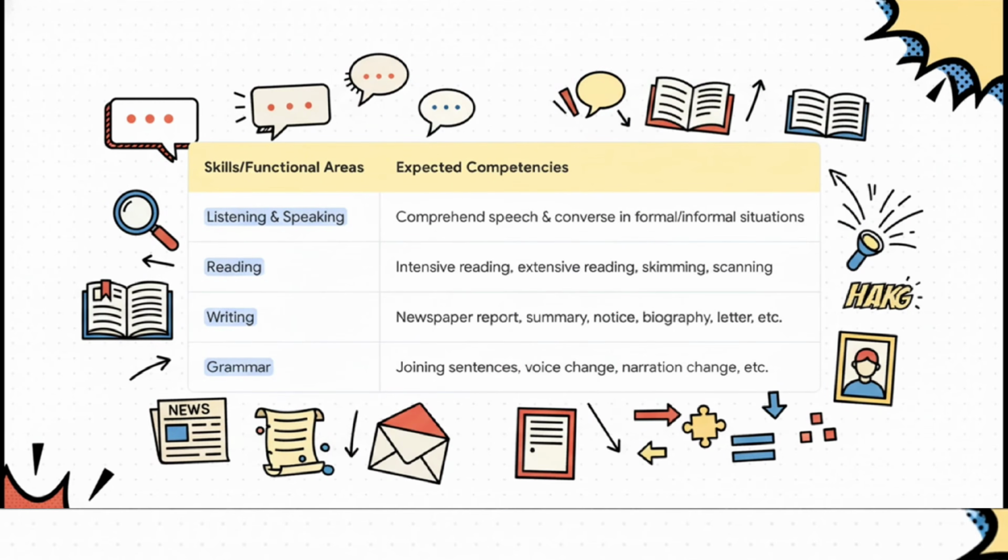This table, taken from the guidelines, shows exactly what you are expected to learn. Just look at the skills it's building, not just reading and writing, but listening and speaking. 4, count them, 4 different kinds of reading skills, all these real-world writing tasks like newspaper reports and letters, and of course, a whole set of grammar skills. Every single chapter in the book is carefully designed to help you master one or more of these things.